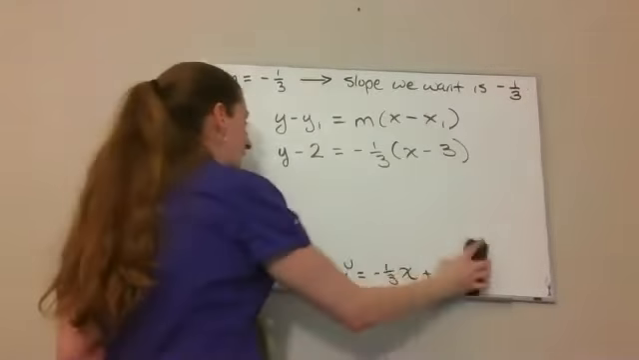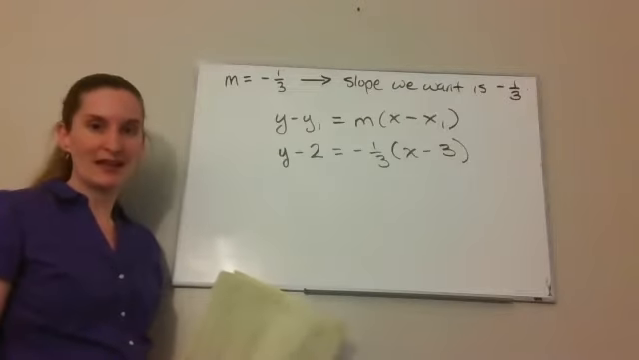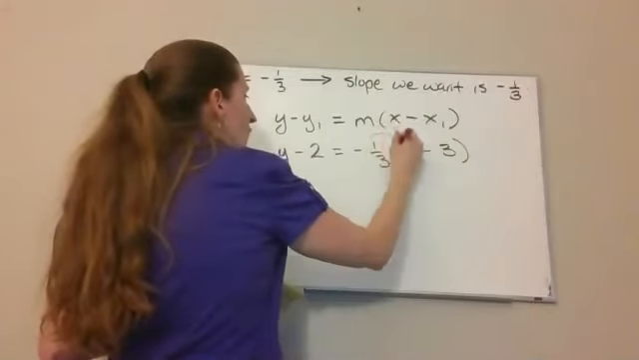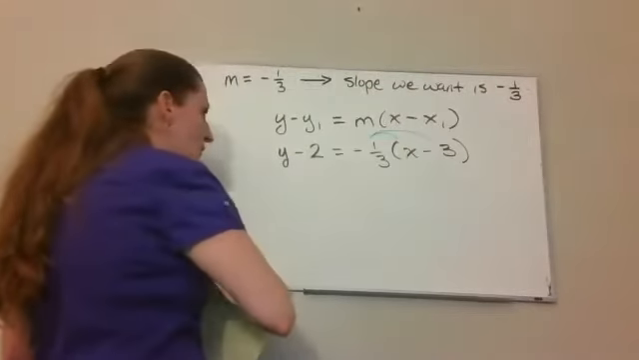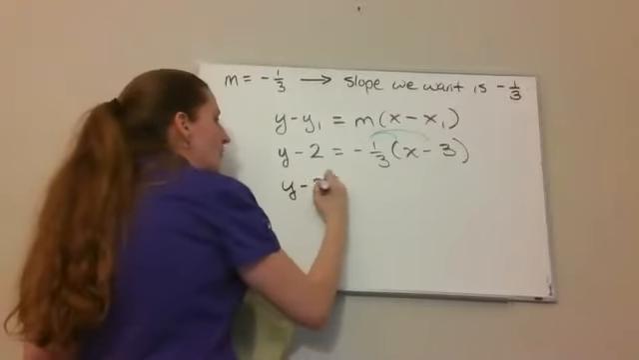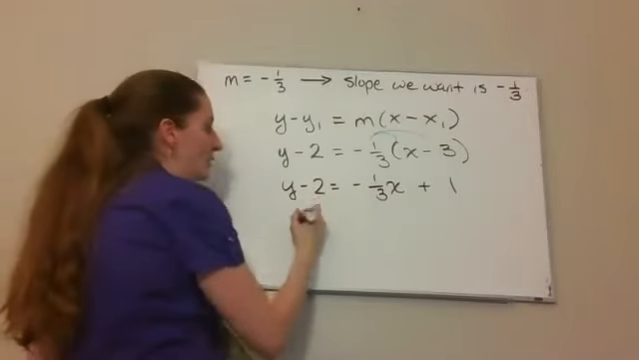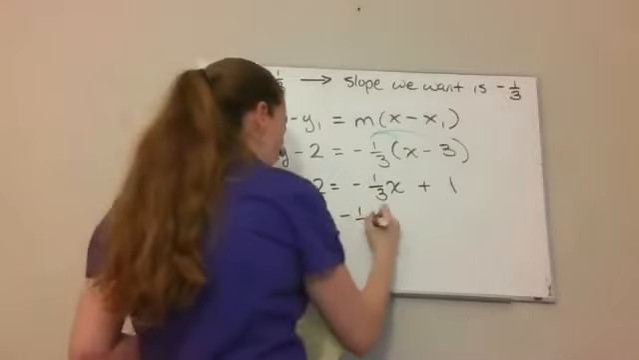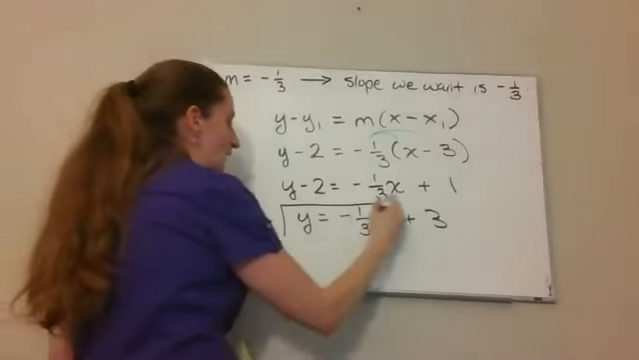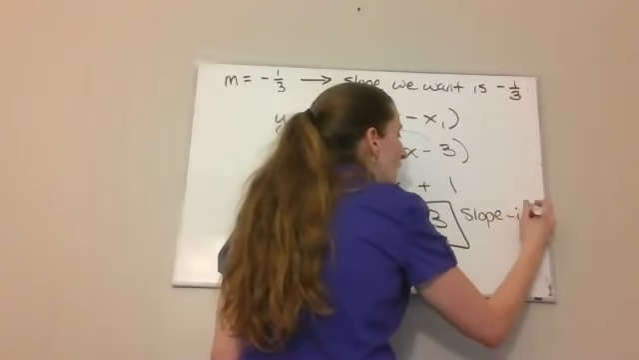The problem is it's not in either of the correct forms right now. We want it both in slope-intercept form and in standard form. Let's do the slope-intercept form first. We get slope-intercept form by distributing that slope, and then we'll end up adding this 2 over to the other side. So I'm going to get y minus 2 is negative 1/3 x plus 1. And then I'm going to add the 2 to the other side. y equals negative 1/3 x plus 3. That is the slope-intercept form of this line.